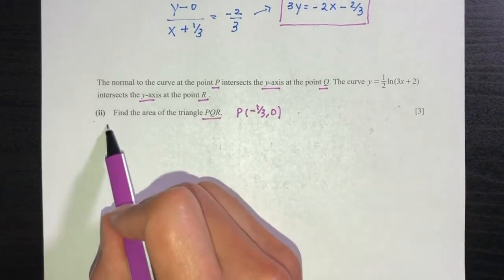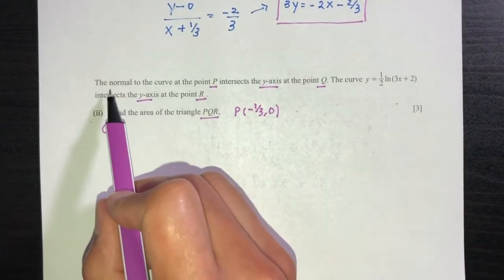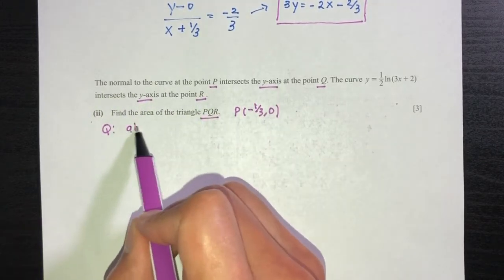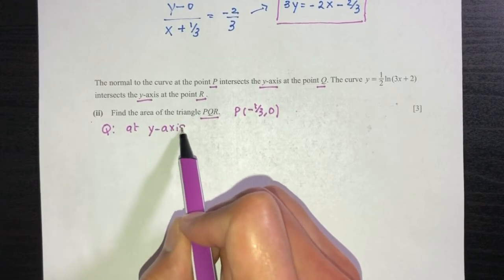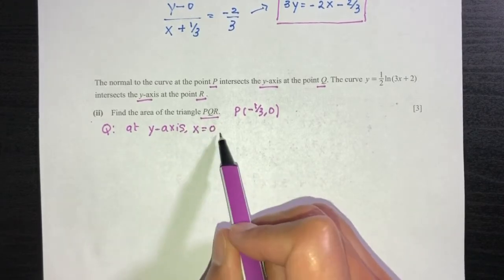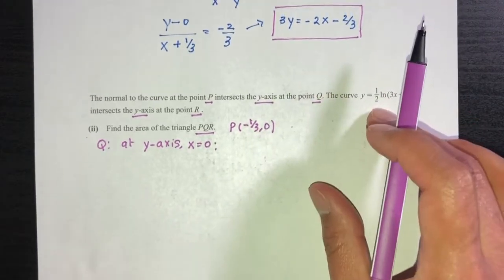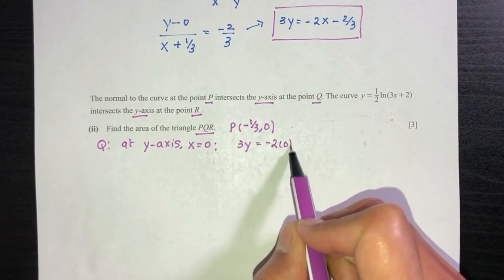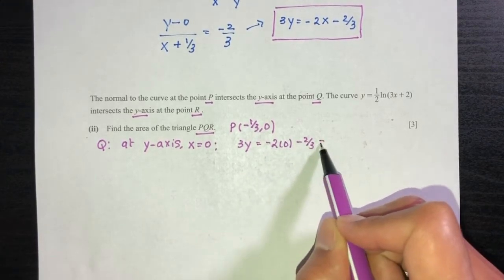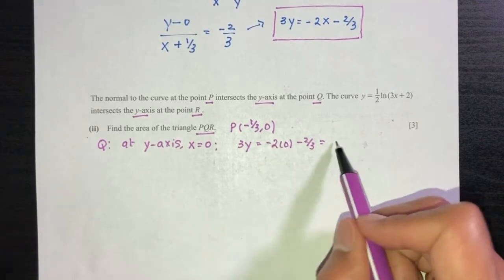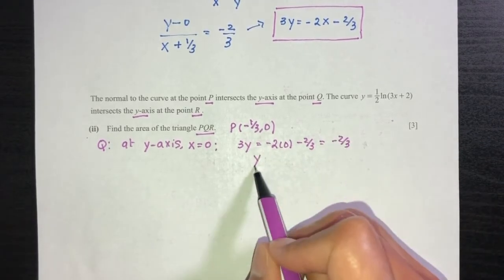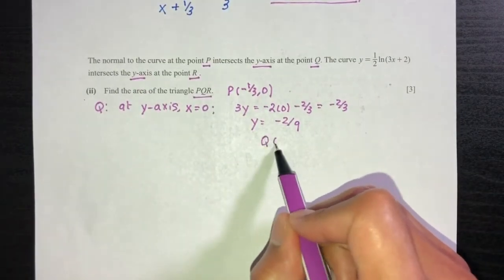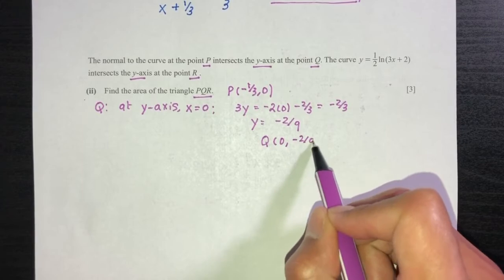One by one, let's first find the point Q. We see the normal to the curve intersects the y-axis. So we know that at the y-axis, the value of x is 0. So we replace back in this equation at x equals 0. So 3y is equal to minus 2 times 0 minus 2 over 3. This is 0, that will be minus 2 over 3. So y will be minus 2 over 9. So in this case, your point Q will be 0, minus 2 over 9.